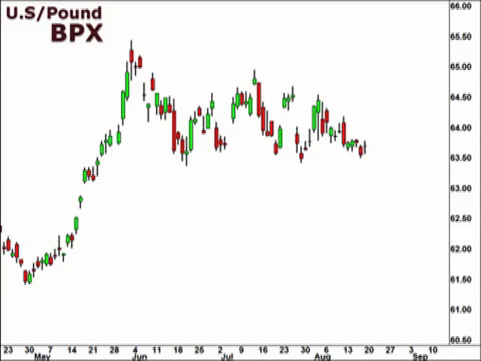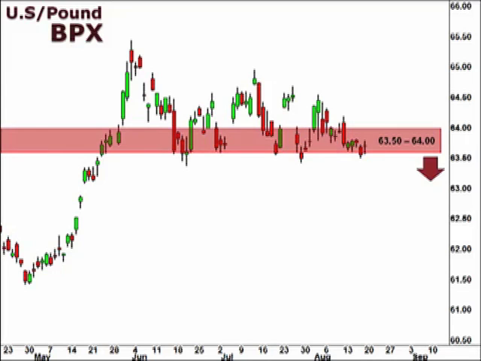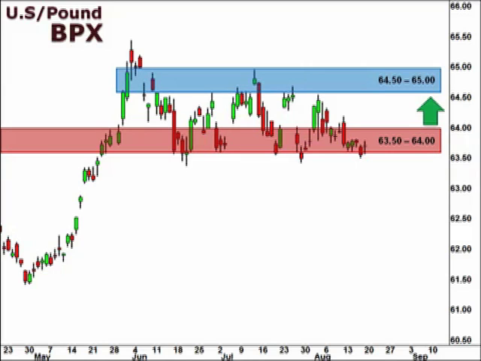Next up, the US dollar versus the British pound is seen here in the ISC FX Options pair value BPX, where the BPX continues to consolidate along the 63.5 support level, and a break below lends credibility to a tradable move to the downside. A reversal and break above 64 will have us targeting the 65 resistance level.